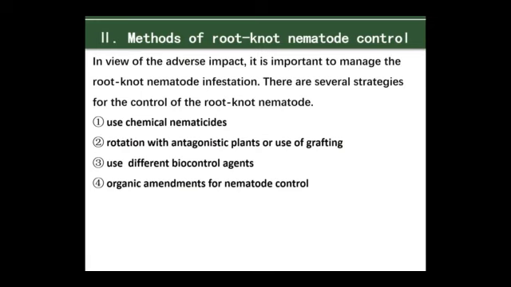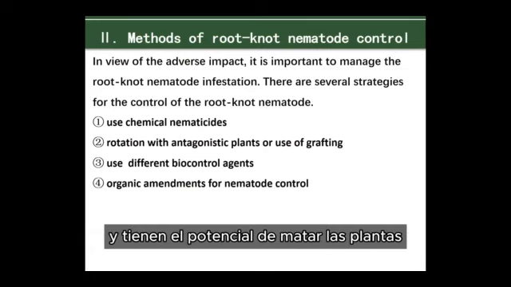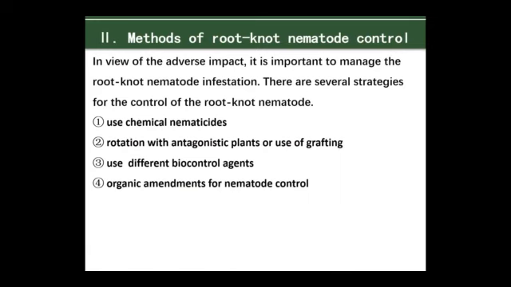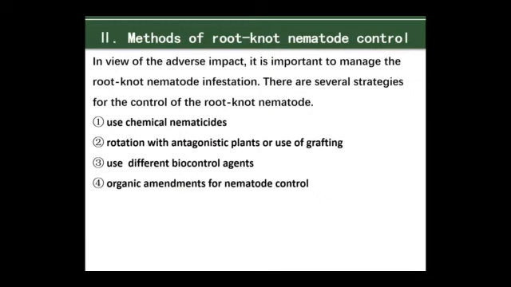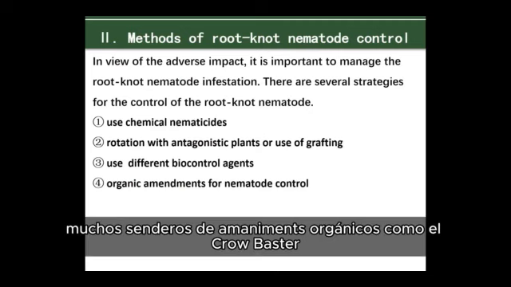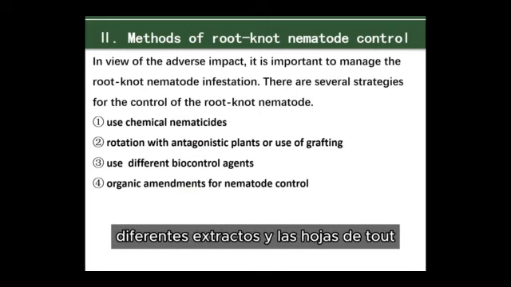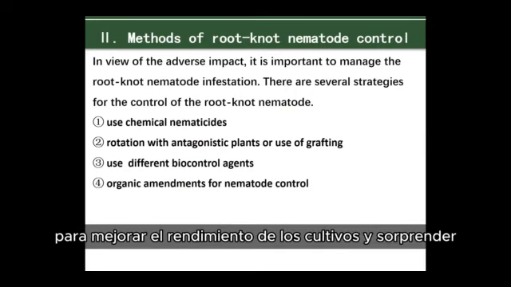Four, organic amendments for the control. In the literature, many trials of organic amendments like crop waste, compost, manure, agro-industrial waste, different extracts, and chopped leaves are used by different researchers as organic additives to improve crop yields and suppress the root disease. Organic materials may be of animal and plant origin.